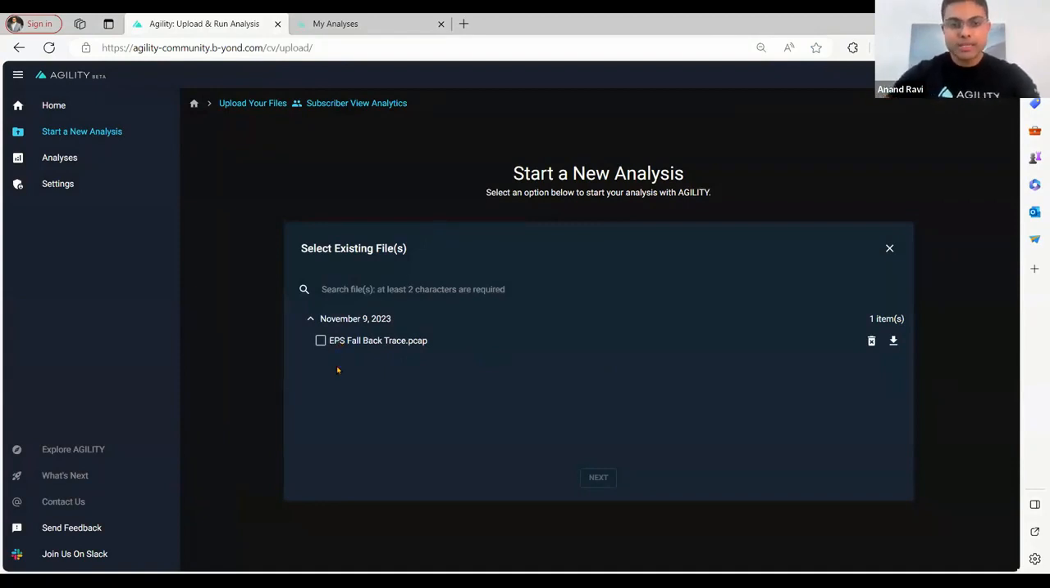I already have some files uploaded here, and for the purpose of this demo, I'm going to be taking some examples of EPS Fallback, essentially because it's a hairy call flow. It involves both domains, and it is a classic use case for troubleshooting in the journey of evolving from 4G to 5G, right? And Agility can also accept zip files, which means I could have hundreds and thousands of PCAPs bundled into one zip file, and I can feed that to Agility, where I can have the complete analysis available for all of those PCAPs, right?